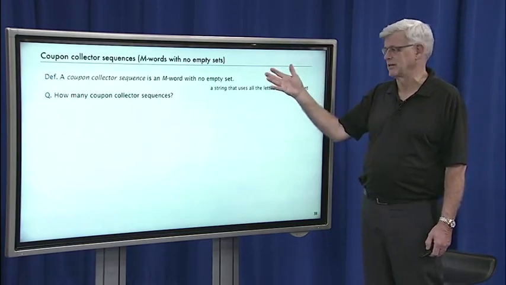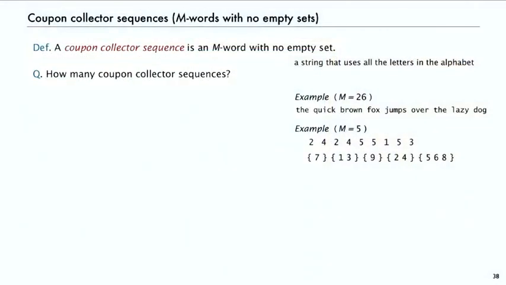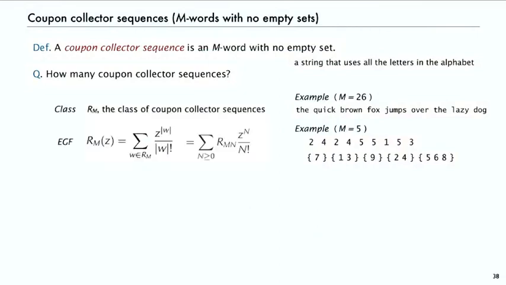Or another example is coupon collectors at the other end of the spectrum. So that's a string that uses all the letters in the alphabet. So it's a sequence of sets, none of them are empty. So by now you can practically write down this construction yourself. A coupon collector sequence is a sequence of length m of sets that are all of size bigger than 0. The transfer theorem immediately gives a generating function equation.